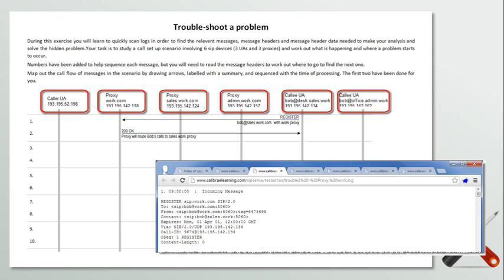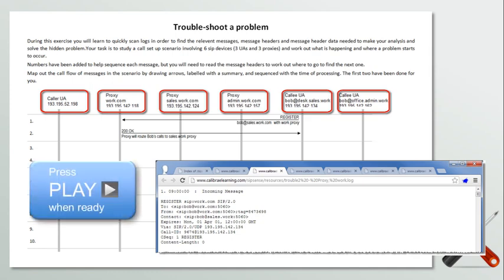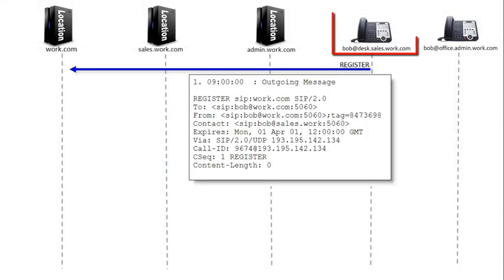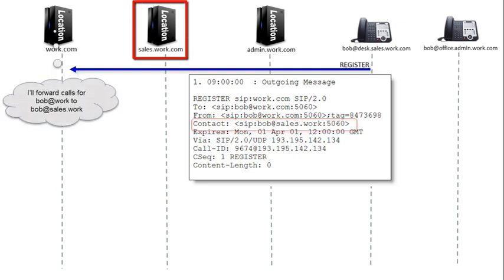Now, it won't be long before an issue emerges. As soon as you've identified the issue, stop mapping the call flow, press play, and we'll discuss the scenario together. The first message is a register request from Bob at his desk phone in the sales organization asking the work.com registrar to forward his inbound calls not direct to his phone, but to the sales organization's server.